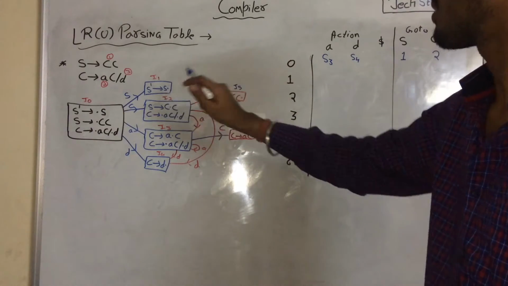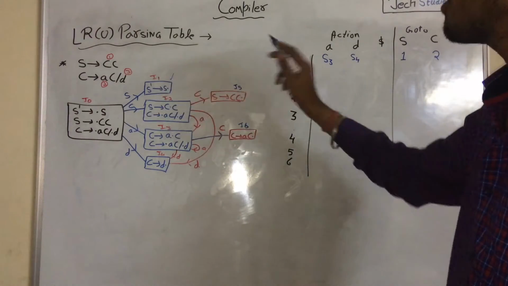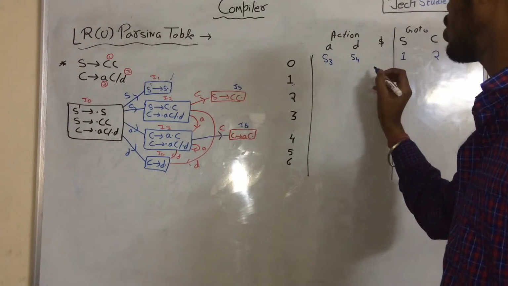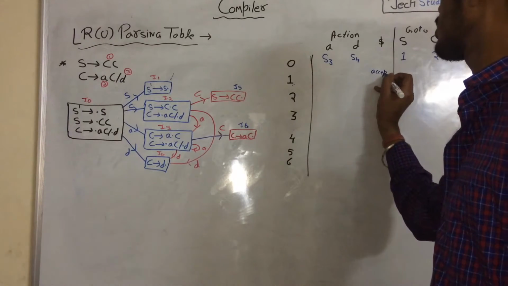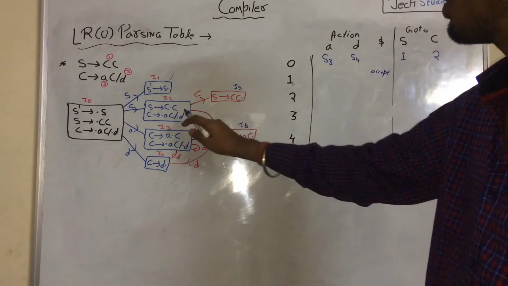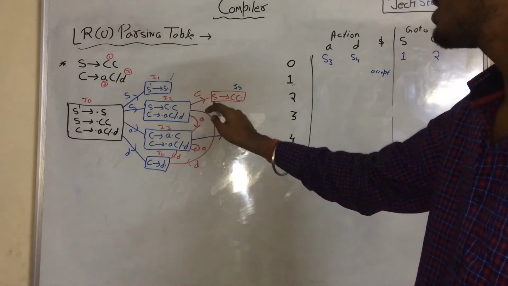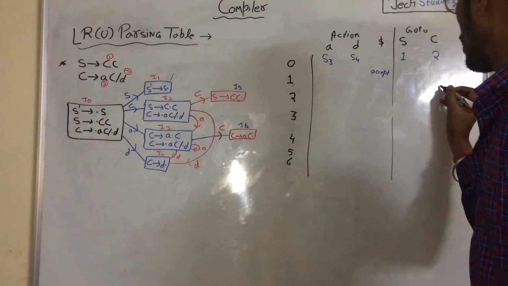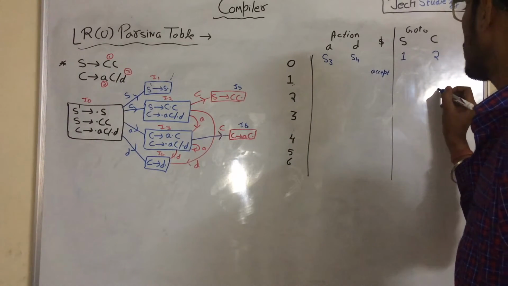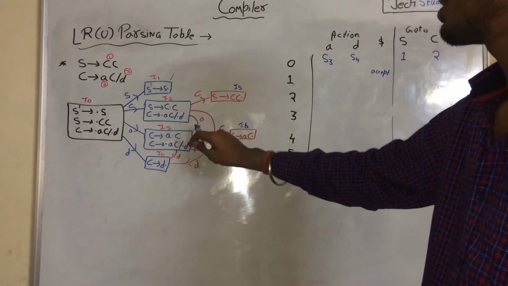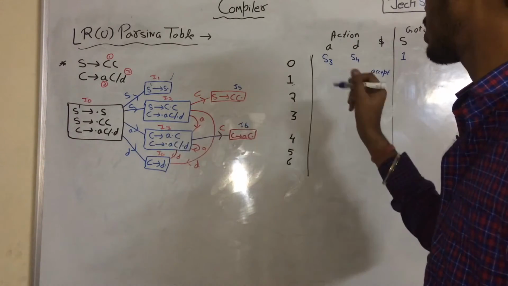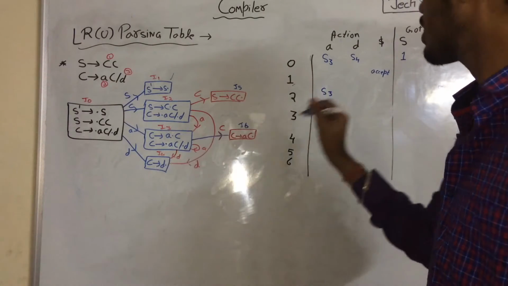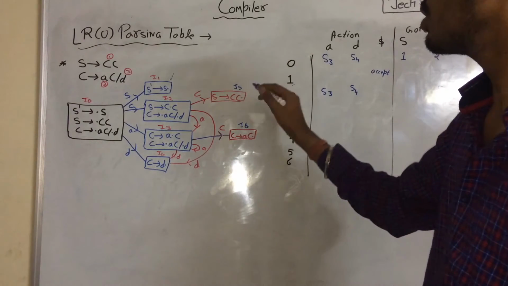Now come on I1. Since I1 is the production which we added, on first state with dollar, what we have to write? Accept. And now on second, if we apply go to with C, what we get? C is what? Non-terminal symbol, so we have reached fifth state. Now on small a, what we get? Third. So write it as S3. On small d, what we get? S4.